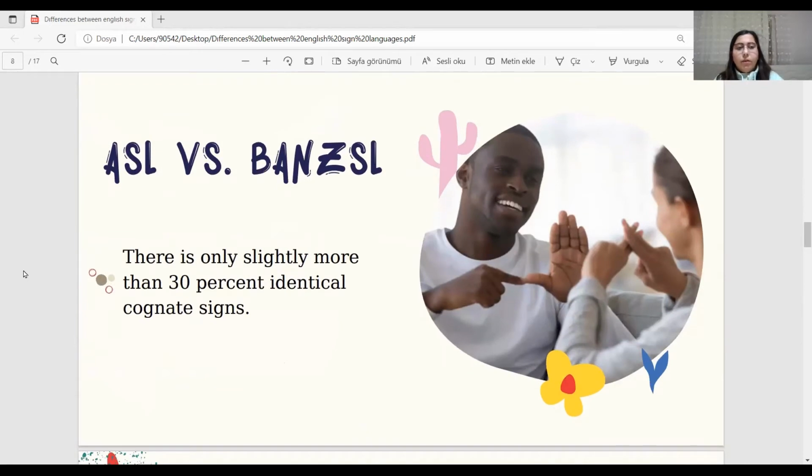And I just want to talk about the differences between ASL and BANZSL. Rather than BANZSL, American Sign Language is more similar to French Sign Language. This is due to the fact that Thomas Hopkins Gallaudet, the pioneer of education of the deaf in the United States, borrowed more signs from Old French Sign Language than from BSL.